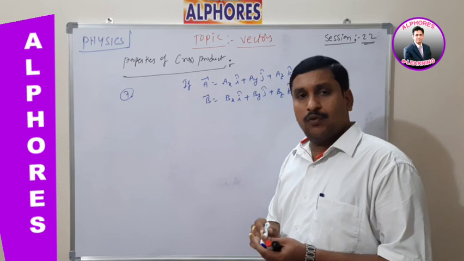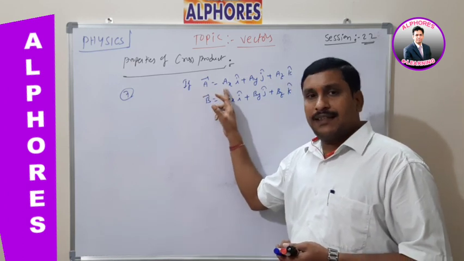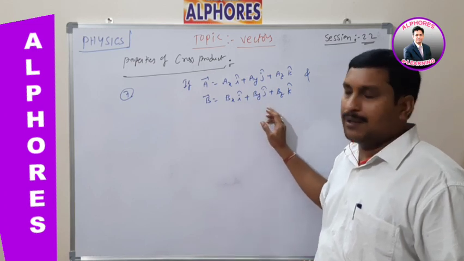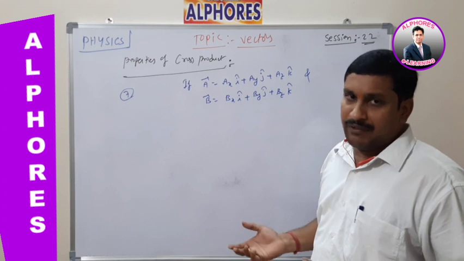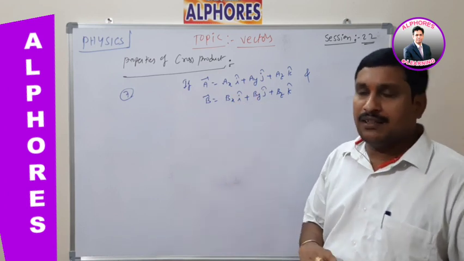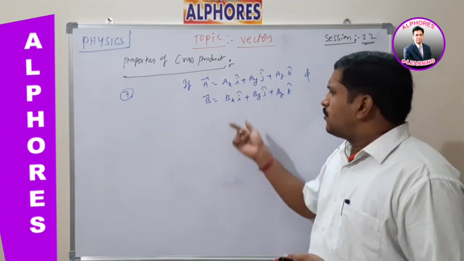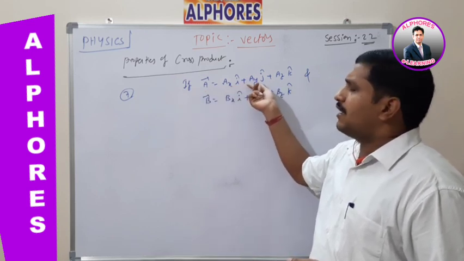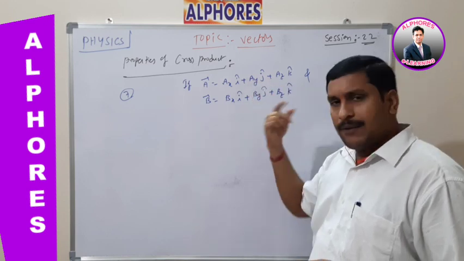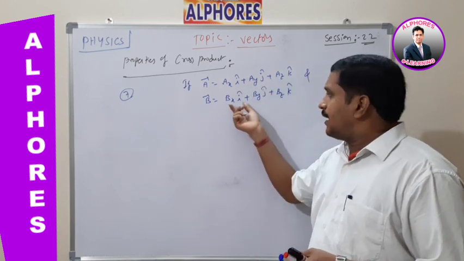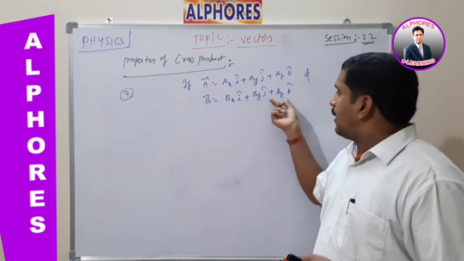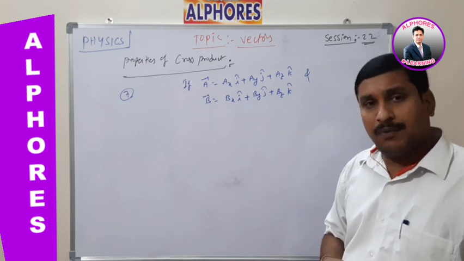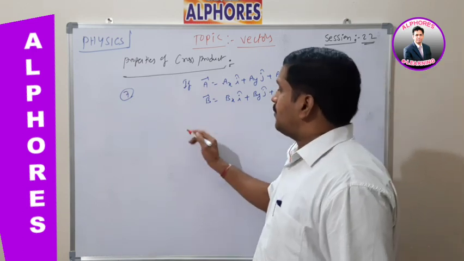So here these are the two vectors: a bar is equal to ax i cap plus ay j cap plus az k cap, and b bar is equal to bx i cap plus by j cap plus bz k cap. So these are the two different vectors I am giving as three-dimensional vectors. Now listen carefully. This a bar has three components: along the x direction ax, along the y direction ay, along the z direction az. In the same way, the components of b bar are bx along the x direction, by along the y direction, and bz along the z direction. Now listen carefully. I have to find the value of a bar cross b bar.